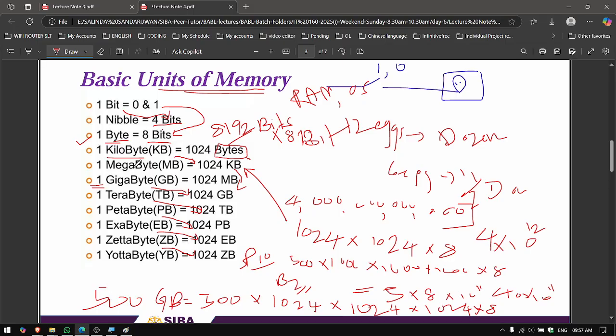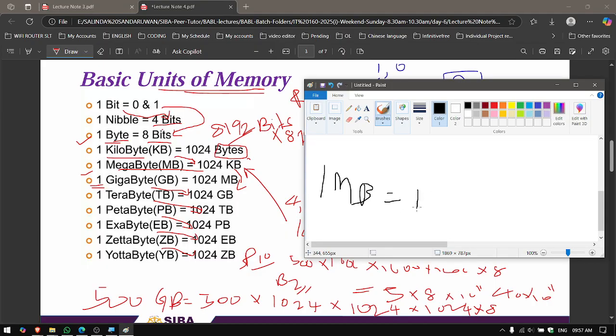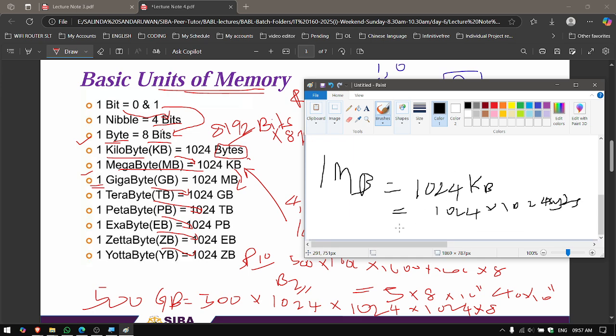You should remember these things. 1 MB equals 1024 kilobytes. So you can specify 1024 kilobytes. Then what? You should convert 1024 kilobytes to bytes first: 1024 multiplied by 1024 bytes. Then you should multiply it by 8. So 1024 multiplied by 1024 multiplied by 8 is the answer.